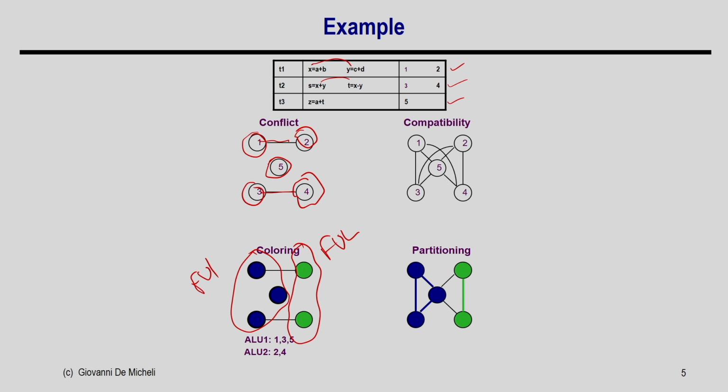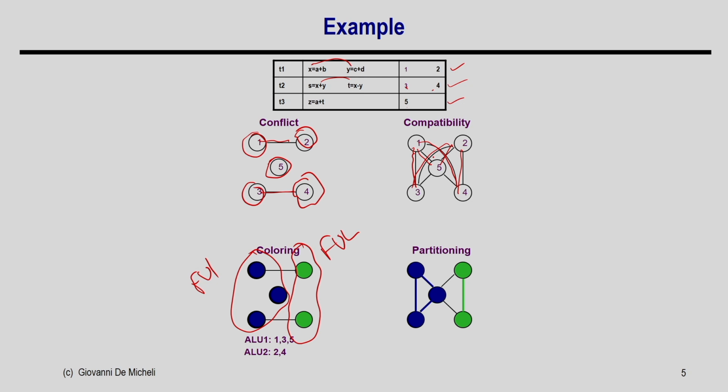Similarly, we can construct the compatibility graph. Here the edge represents whether the operations are compatible with each other or not. We can see here operation 1 is compatible with operations 3, 4 and 5, because they are running in different timestamps. So from 1 I have an edge to 3, 5 and 4. Similarly, operation 2 is compatible with operations 3, 4 and 5. So, 3, 4, 3 and 5.